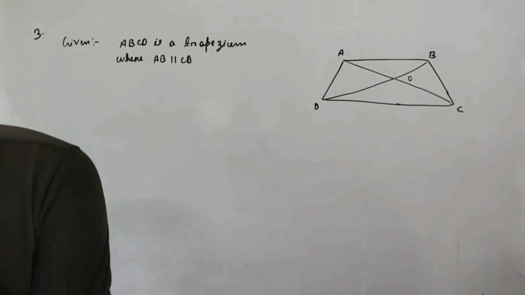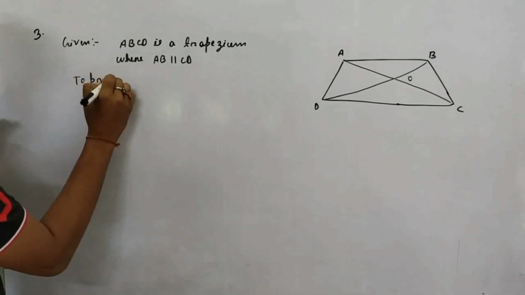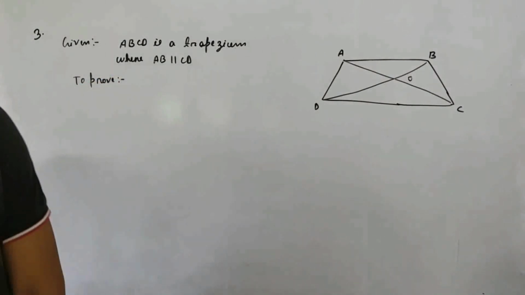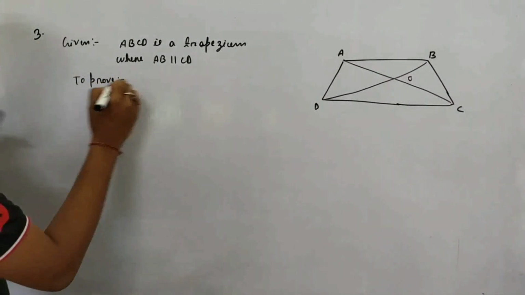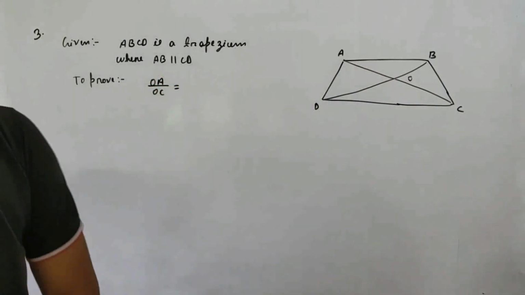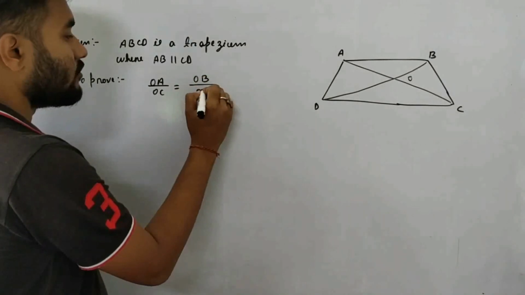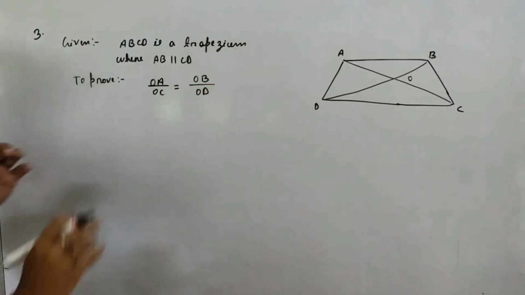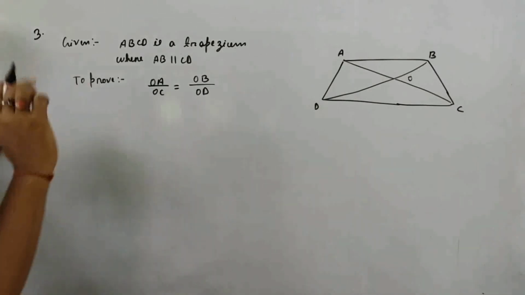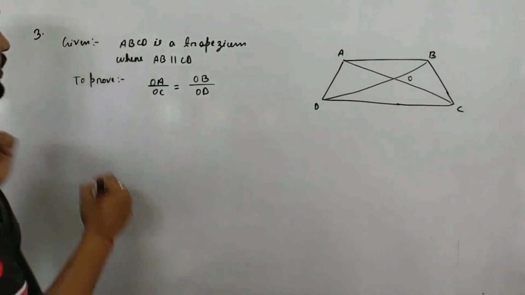Okay, so to prove what? Write the two proofs. We have to prove OA by OC is equal to OB by OD, right? Okay, no construction is required over here. Directly we will prove two triangles similar and we will get this. Okay, so proof.